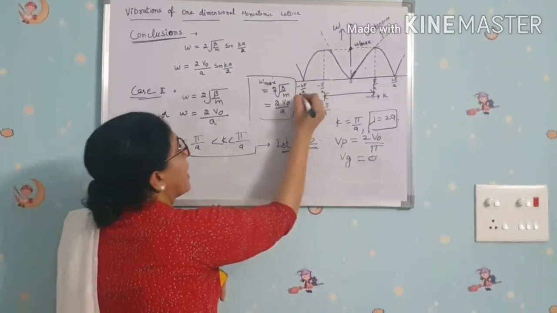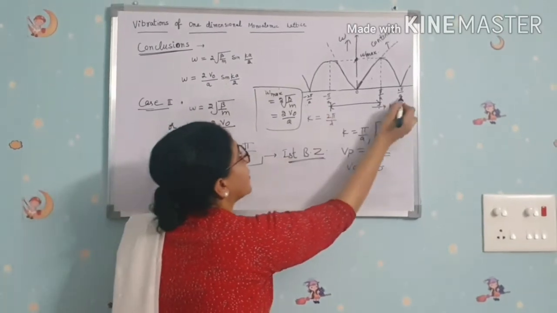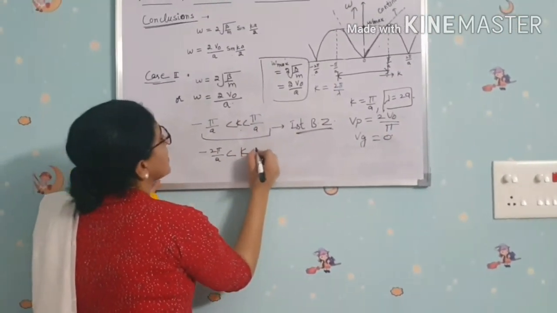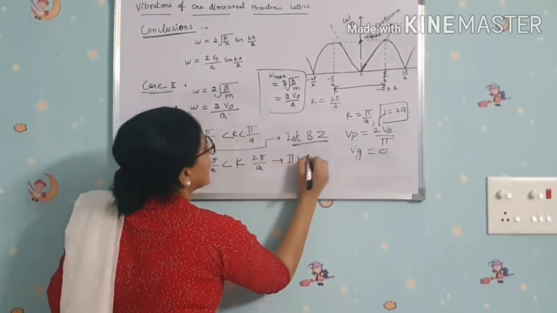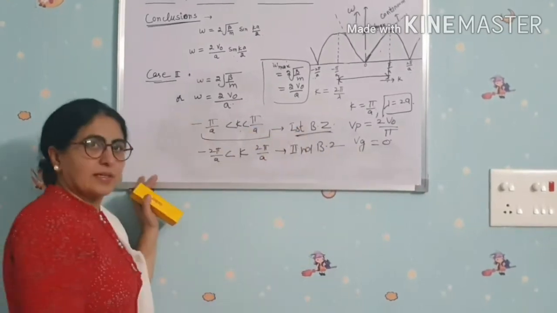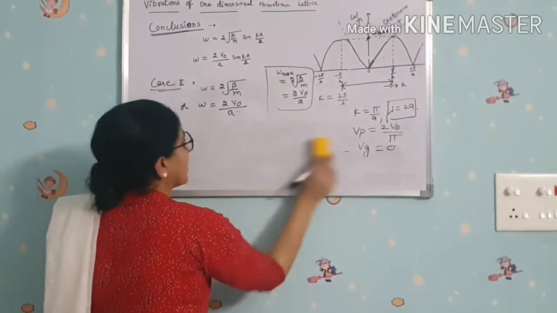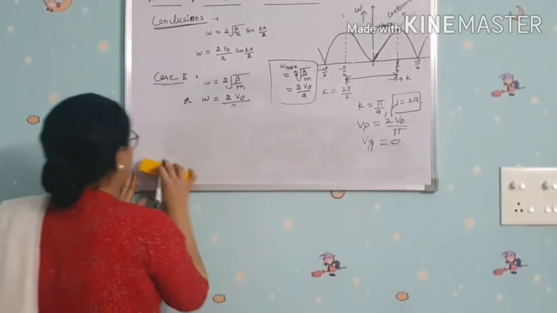Similarly, from minus 2 pi by a, when we put the values in this, minus 2 pi by a to plus 2 pi by a, this is the second Brillouin zone. Clear? So Brillouin zones are also formed in this with the help of this relation.